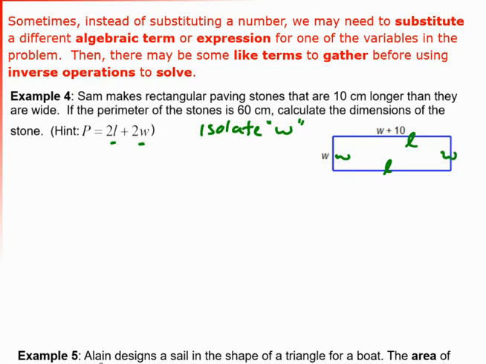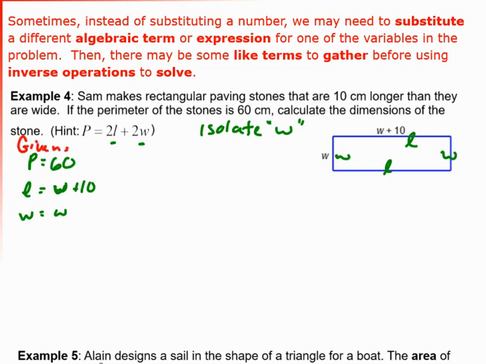Okay, so now we can, it is difficult to isolate everything, but why don't we try one where we just substitute right in, because I know some of you are going to want to rely on doing that instead of doing all the isolations. So let's do this. Well, P equals 60. Length is W plus 10, and width is just called W. So that's sort of our given information.